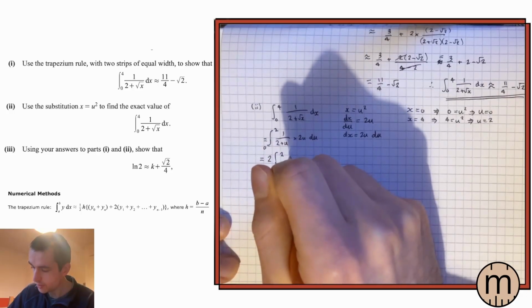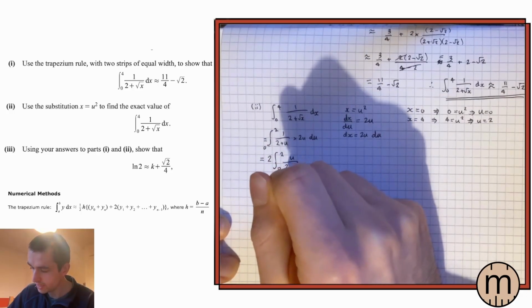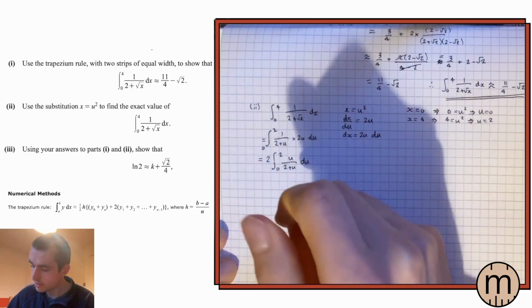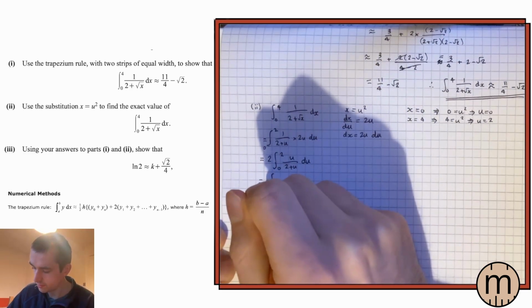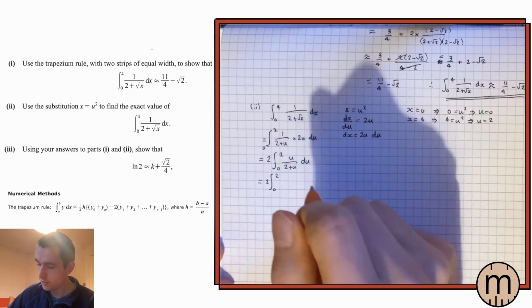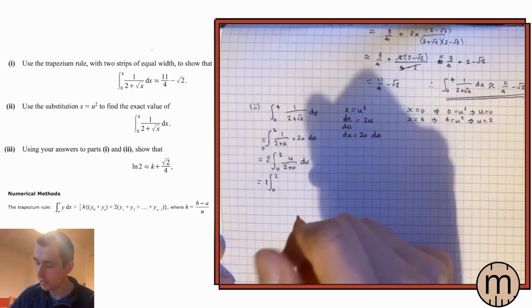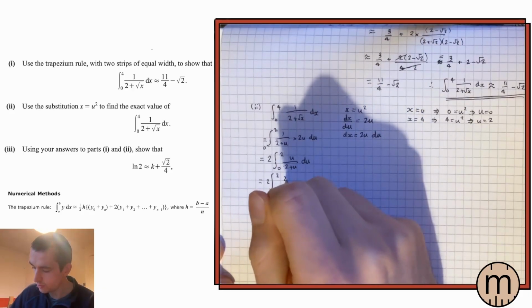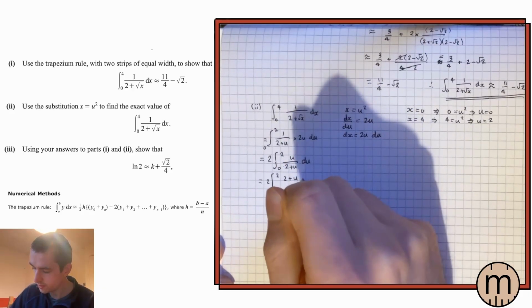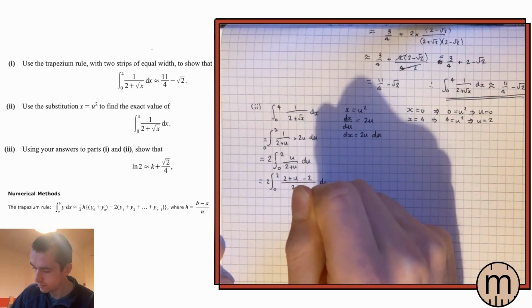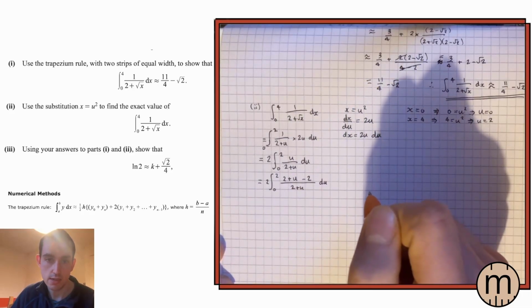I'm going to take the 2 out, because it might make it a tiny bit nicer. And in this one, I'm going to do a bit of a trick. There are other ways to do this. You could do another substitution, but I'm going to do a little trick here. I'm going to add 2 and then subtract 2. It's the old trick of adding nothing.